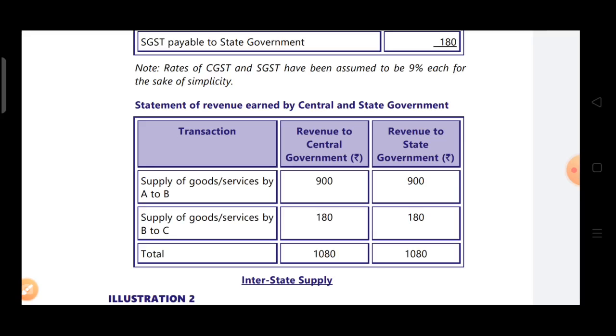No input tax was there in the first scenario. Then the second scenario, when goods were supplied by B to C, in that case net tax for central, means net revenue of central government, was 180 and net revenue of state government was 180. So total revenue of central government comes to 1080 and revenue to state government is 1080.